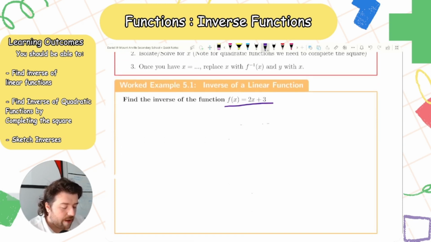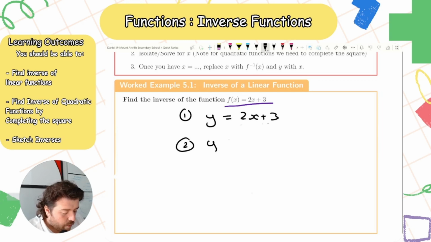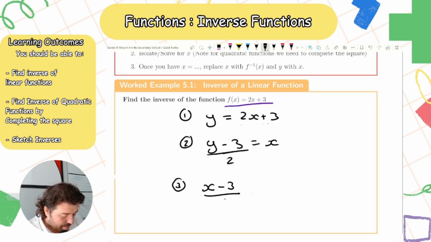Find the inverse function of 2x plus 3. So we rewrite it as step 1, y equals 2x plus 3. It's going to be y minus 3 equals 2x. Now we're rearranging and solving for x. Divide both sides by 2. I get x is equal to y minus 3 all over 2. And the final step is I replace y with x. It'll be x minus 3 all over 2 is equal to my inverse function.